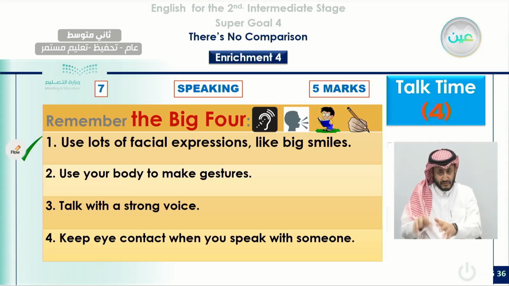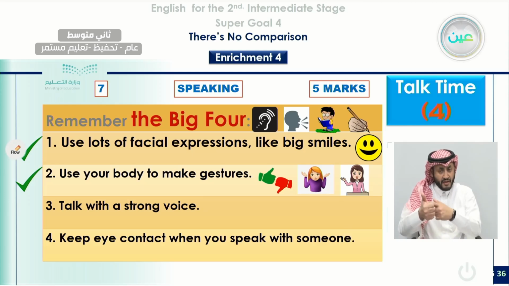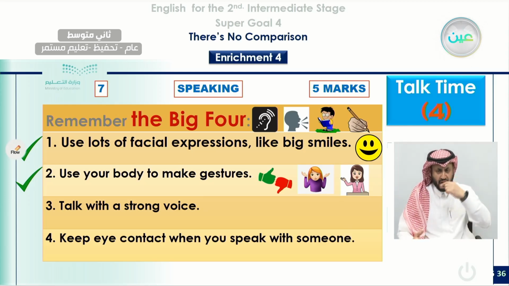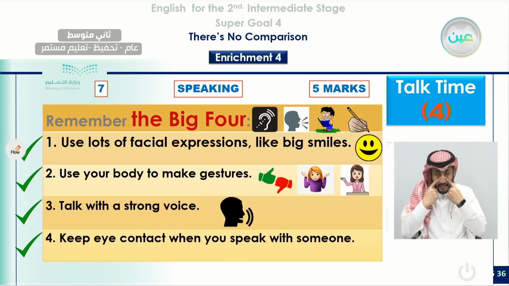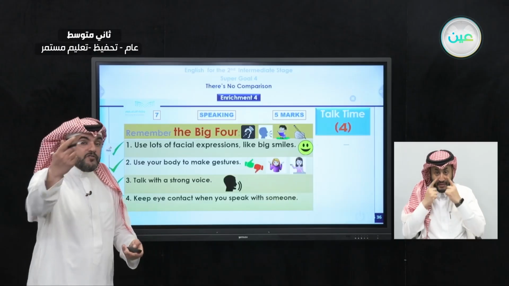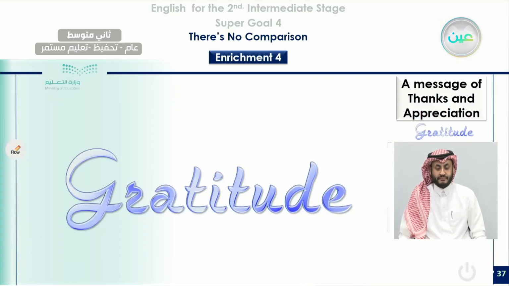Use your body to make gestures. Sometimes you don't know how to express yourself better. Making gestures and body language will help to convey a meaning, okay? Also, like here, thumb up, thumb down, and these things will help to express yourself. Talk with a strong voice, okay? Your voice should be strong, but not very loud, so that people can hear you. Also, keep eye contact when you speak with someone. When you speak to somebody, you have to look at their eyes. It is very important. That will give you more confidence.